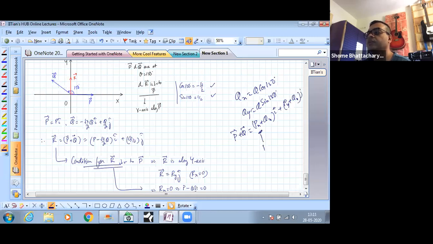So P's x component is how much? P. Q's x component is how much? Minus Q root 3 by 2. P's y component is how much? 0. Q's y component is Q by 2.